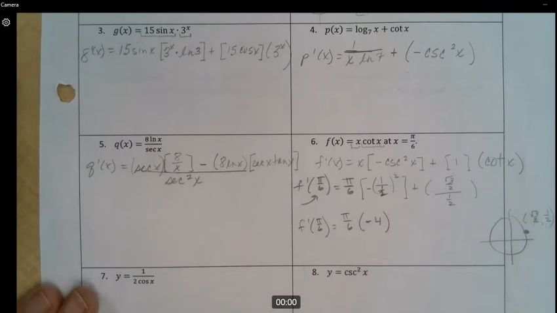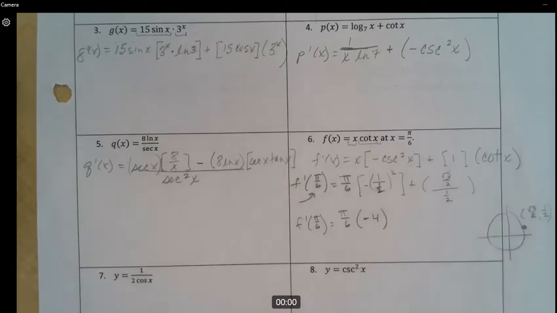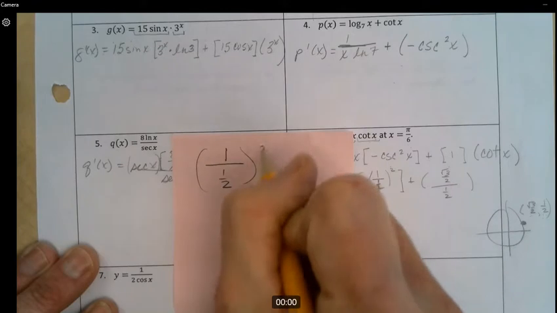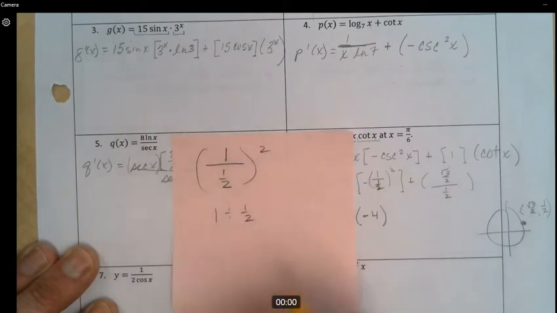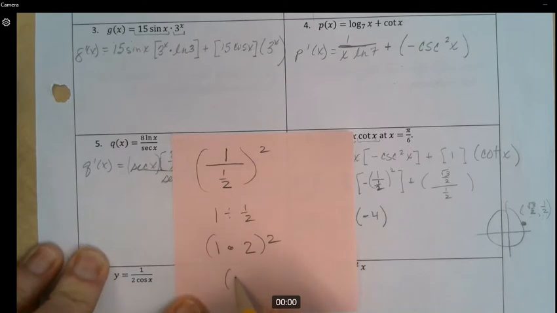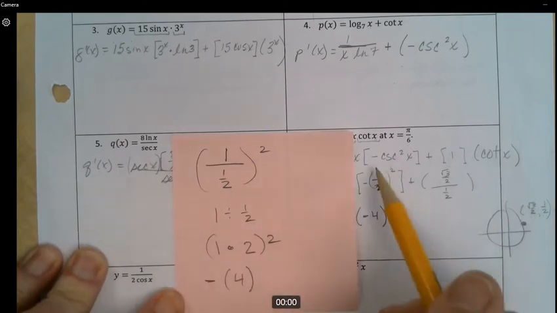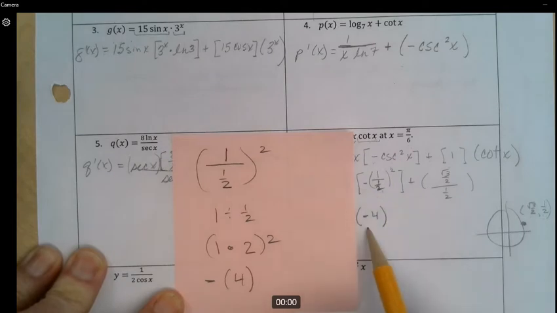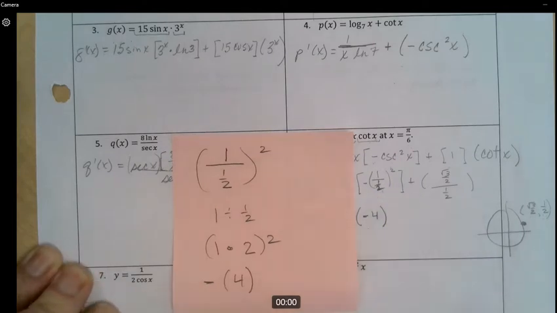Do you want to see that written out? Say yes if you do. Yes. Okay. 1 divided by 1/2 squared. So 1 divided by 1/2 is the same as 1 times the reciprocal, squared. So that's how I get 4. And then this negative sign is hanging outside as the opposite. It's not a part of that, so it's the opposite of cosecant squared. So it's the opposite of 4. Does that make sense now?